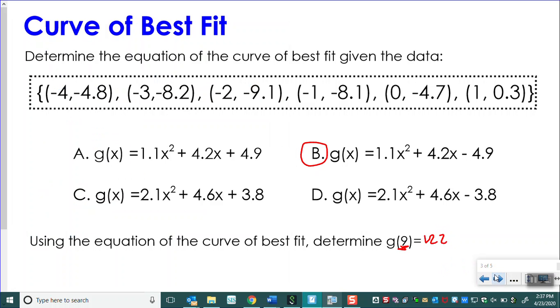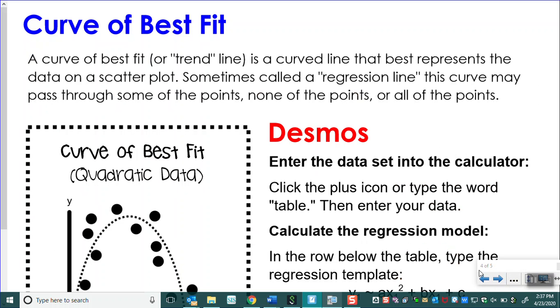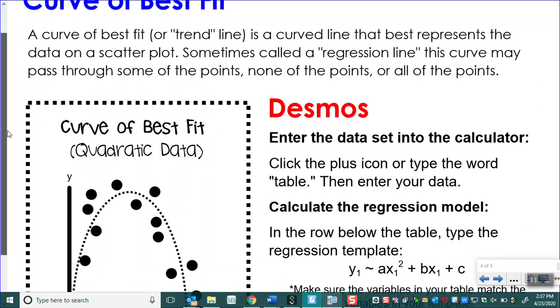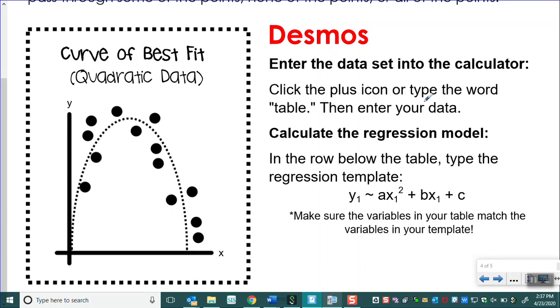We can also do this in Desmos, and it looks a little different. I prefer Desmos just because I think it's a little more straightforward, but it's up to you which method you use. If you were to take the SOL, you'd have the option to use either the handheld or the Desmos graphing calculator. So we're going to look at that as well. Our steps for Desmos are a little different, but we'll still get the same result. We first have to make a table, which we can do by either hitting the plus icon or typing the word table, and then we'll create this regression template to pull data out of that table.